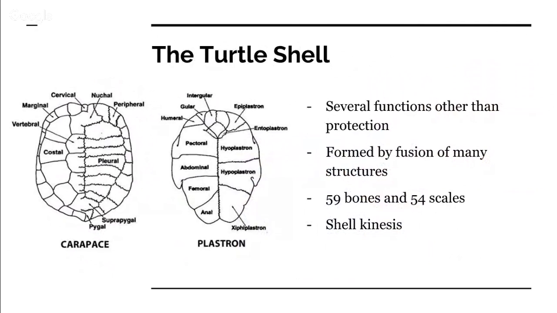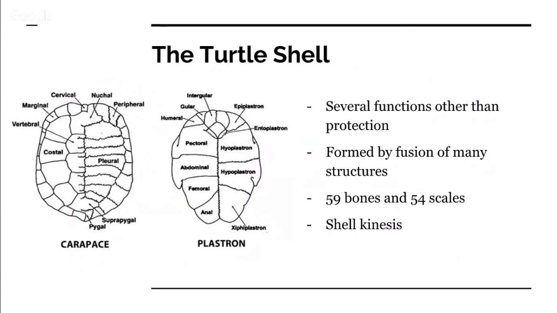The turtle shell serves several functions other than protection, as I wrote there. Some of the other key purposes are as a reservoir for water and also a pH buffer. The shell is unique in that it's made of several different structures that will eventually all fuse together. It's made of 59 bones and 54 scales. The shell kinesis is quite unique in that all the dermal bones of the carapace are fused together, and each individual bone binds to the dorsal surface of the costal ribs.